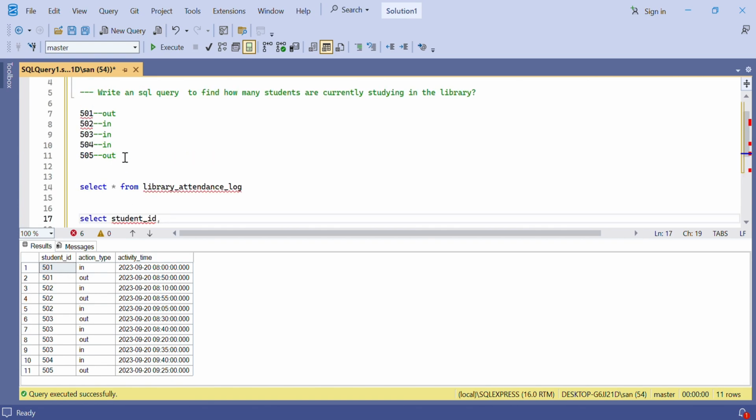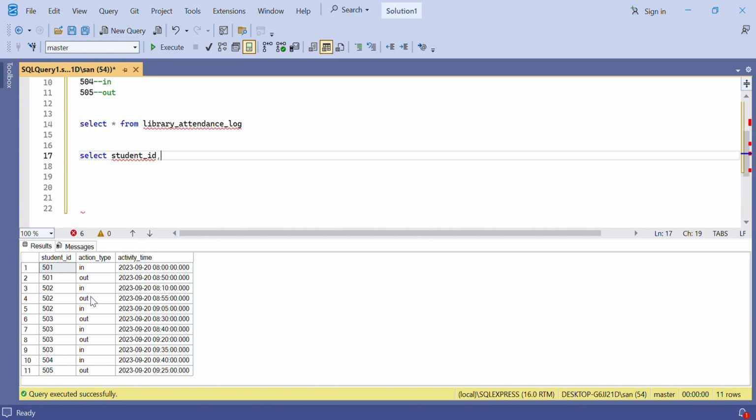Therefore, student 501 was out of the library. We have student 502. The latest time he enters the library is 9:05, and the latest time he left the library is 8:55. Since the latest time he enters the library is greater than the latest time he left the library, this student is in the library. So therefore we have to find the latest time.